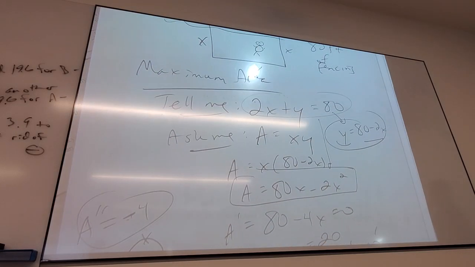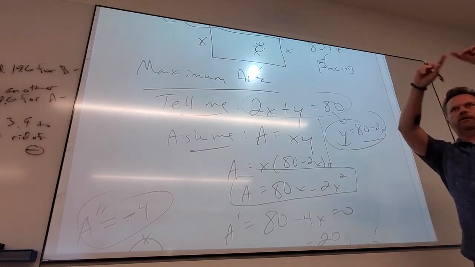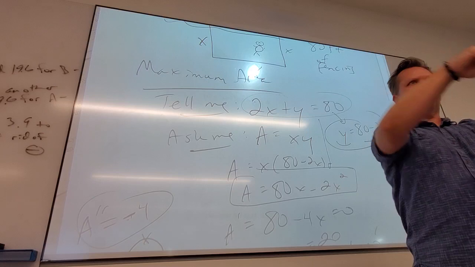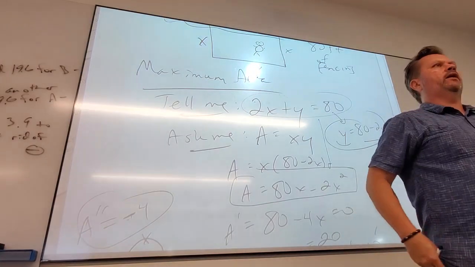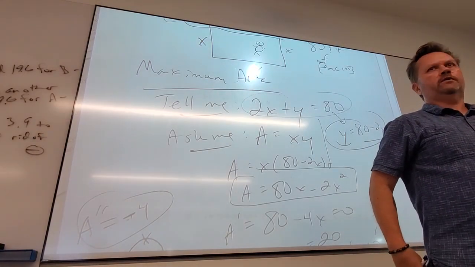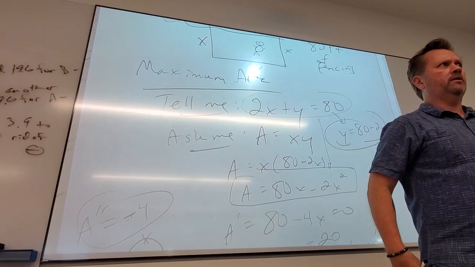I'll show you that same thing in a minute. So if I said, I want to make a rectangle, and I have this much perimeter, it's always a square that will maximize the area, always. You guys are all with me.